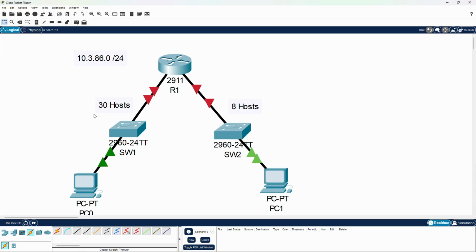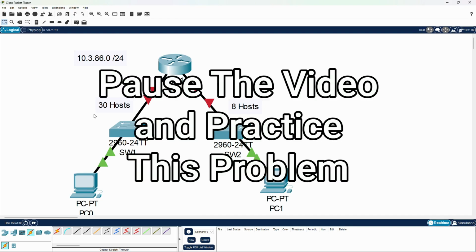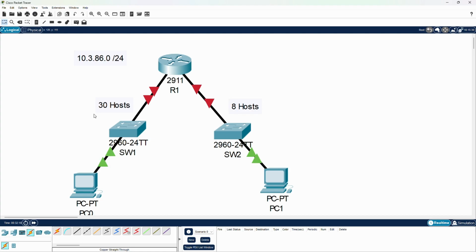And these host requirements will typically be based on some type of business requirement, like the number of employees in an office, the number of computers in an office. So that's where that host number will come from. In this case, I just picked a couple numbers to give you something to practice. So I suggest that at this point, if you just want to practice this, go ahead and press pause on this video and challenge yourself to try to do this problem we have in front of us. If not, keep listening and I will show you how to do this from scratch.